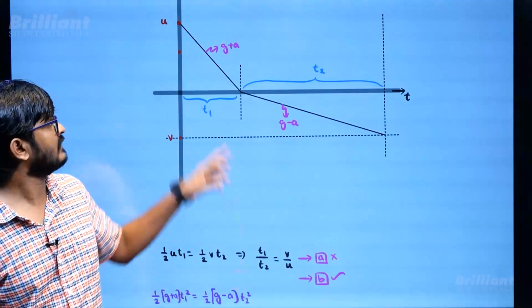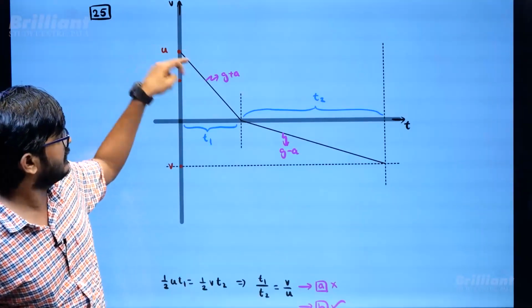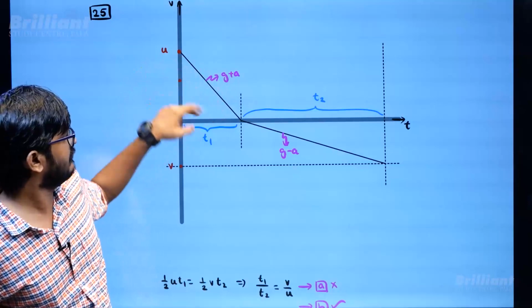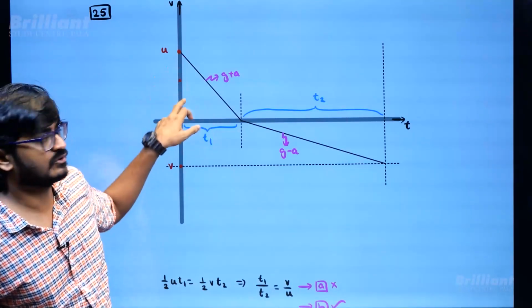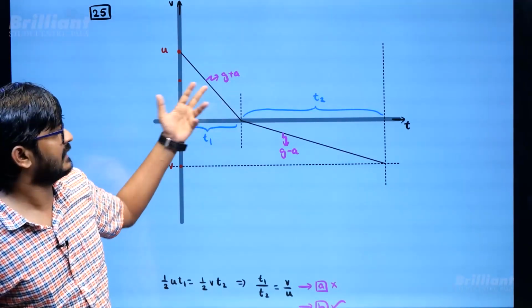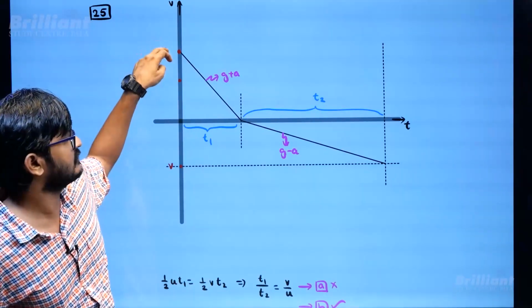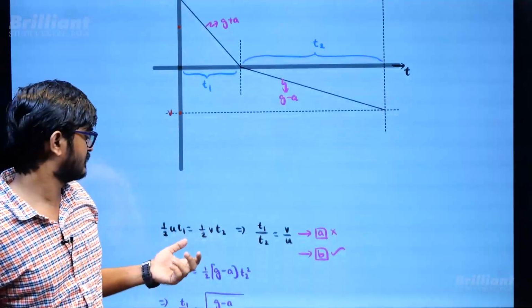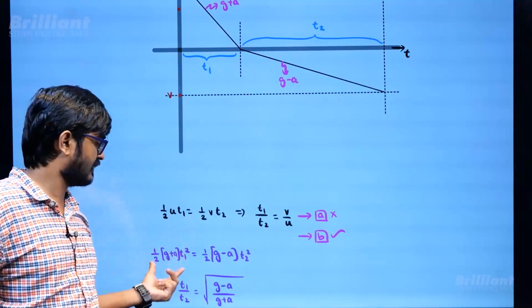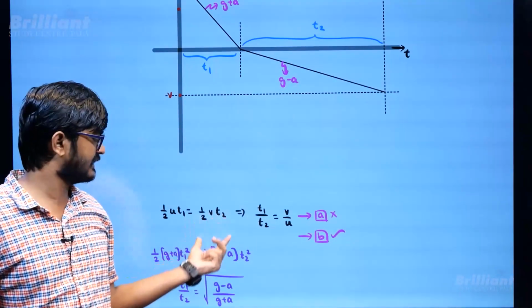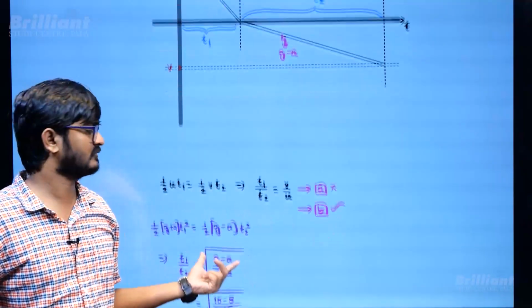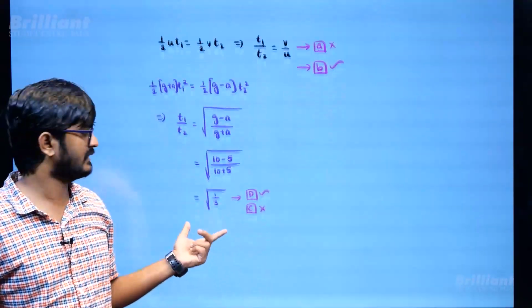But again, this velocity I can write as g plus a into t1, right? You can, by using slope equals acceleration. The slope of the v-t graph will give you acceleration. So from there I can say this velocity is going to be g plus a into t1. So this I can write as half into g plus a into t1 square. This I can write as half into g minus a into t2 square. So from there I will get the required answer, right?